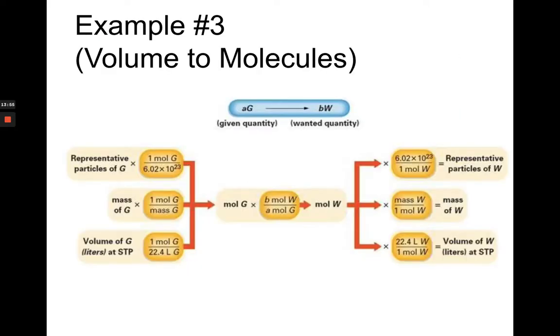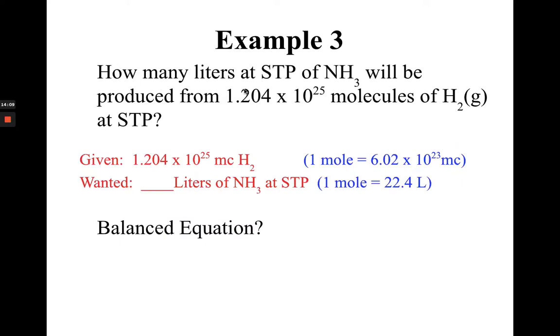All right, now example 3 is one of those annoying ones where we don't go through this middle road of just grams to grams, but we pick a different kind of starting unit and ending unit. This one in particular is going from volume to molecules. So the example says how many liters at STP of ammonia will be produced from 1.204 times 10 to the 25th molecules of H2 at STP. So the given here is in molecules, 1.204 times 10 to the 25th molecules of H2.